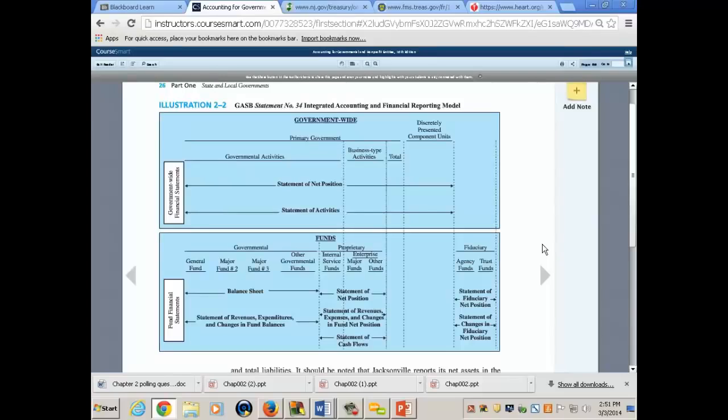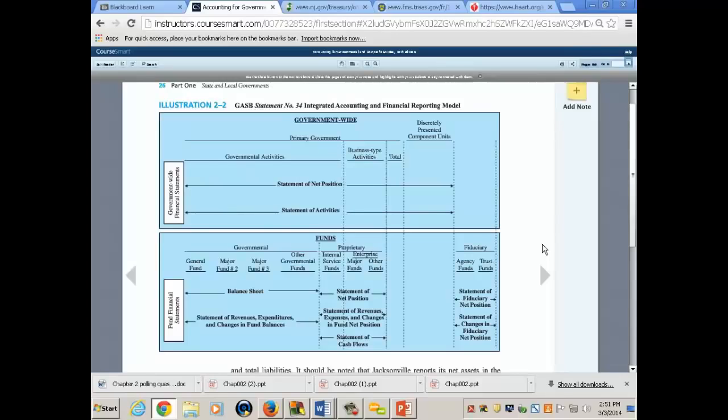How about the statement of activities? What do they show? Same thing, right? What happened to the fiduciary activities? You know what? Fiduciary activities are never shown in the government-wide statements. Why? Because they don't belong to the government. That's why they are excluded from it, okay?